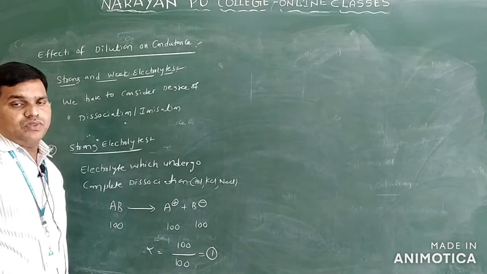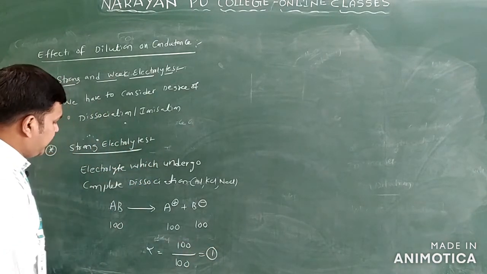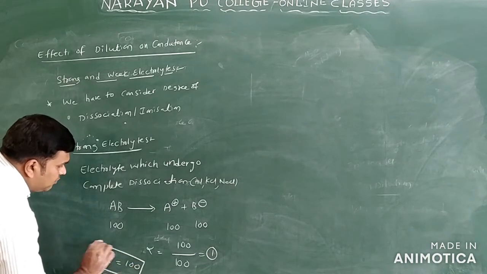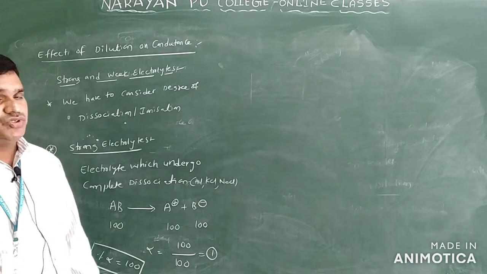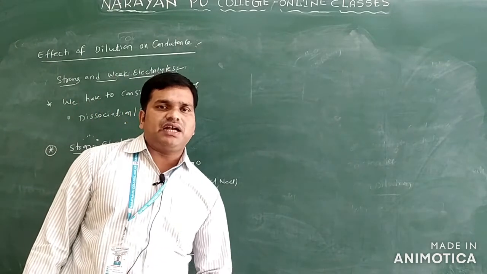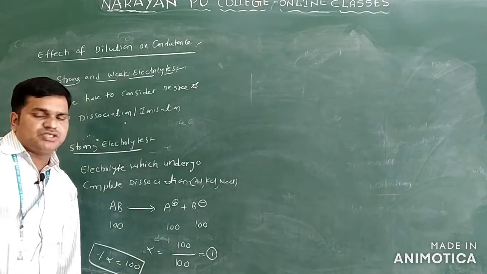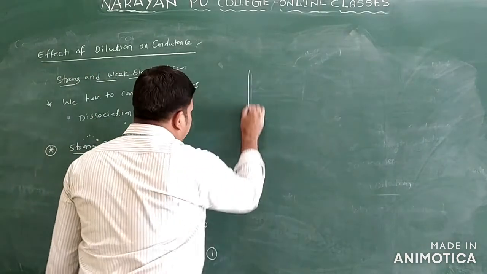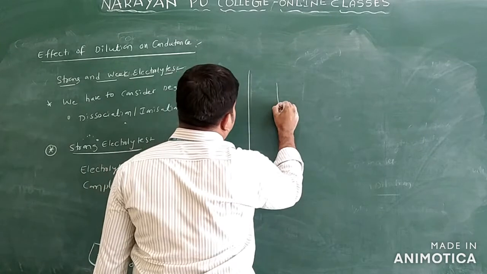1 only. If you want to write the percentage, percentage of alpha is equal to 100 only, because alpha is equal to 1. Percentage: 1 into 100, you are getting 100% only. So this is for which one? Strong electrolyte only.